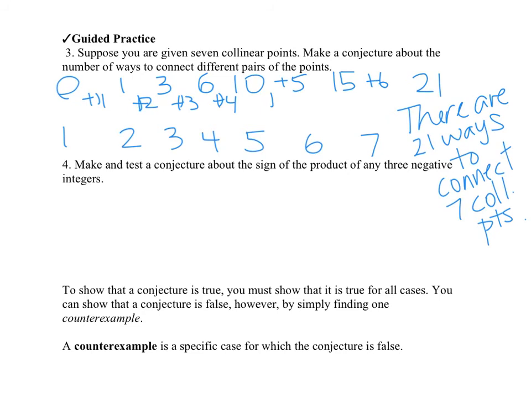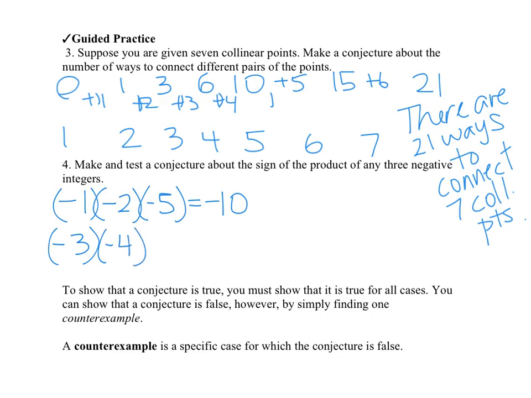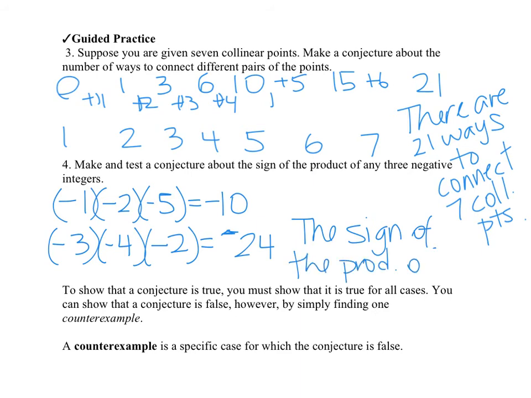For the second one, any 3 negative integers, what is the sign of their product? So you just multiply 3 negative integers together. And the conjecture is that the sign of the product of 3 negative integers is negative.